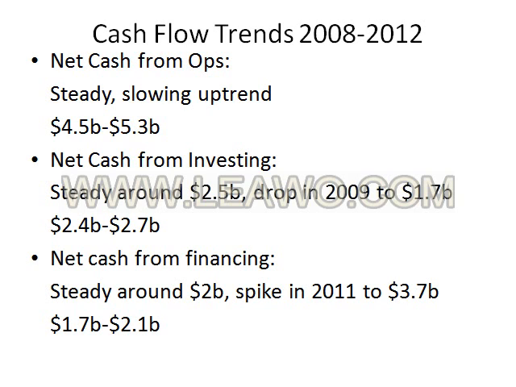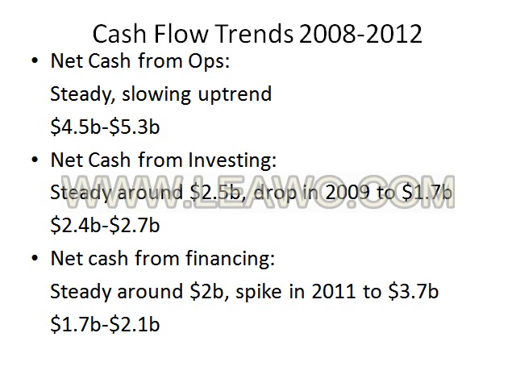Net cash from investing. The trend here is steady around $2.5 billion. There was a drop in 2009 to $1.7 billion. In 2008, net cash from investing was $2.4 billion. In 2012, $2.7 billion. The drop in 2009 here was probably due to residual effects from the financial crisis of 2008.